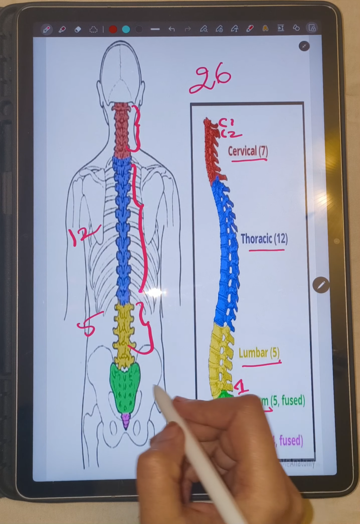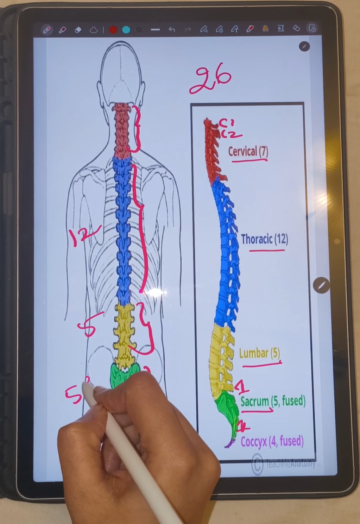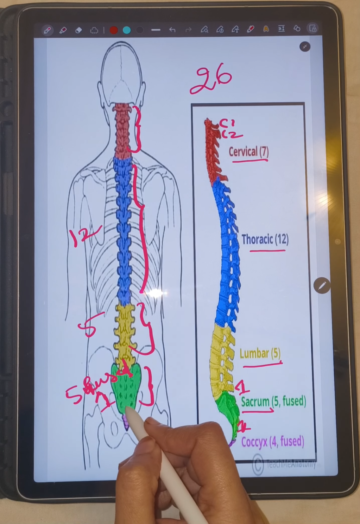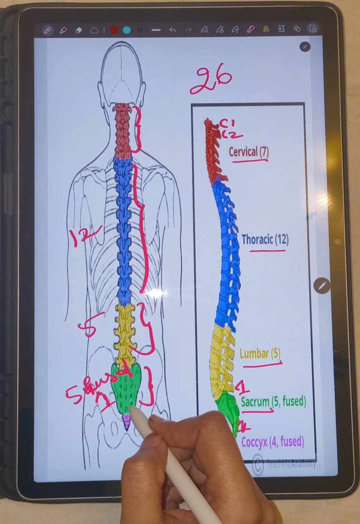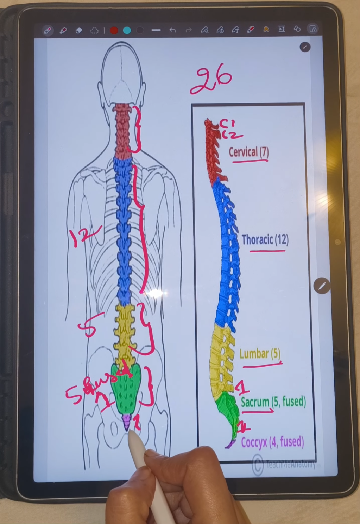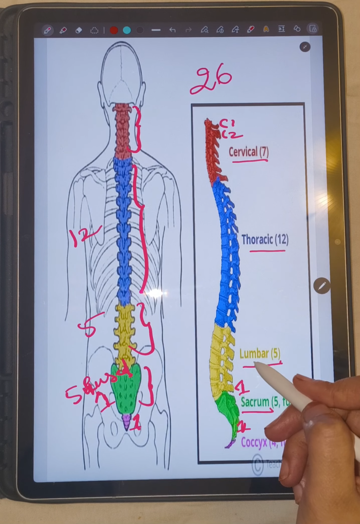Next is the sacrum. These green ones are the sacrum bones. 5 bones are fused and form one bone. This is the sacrum, 5 fused bones forming one bone. It is a triangular bone at the base of the spine that connects the spine to the pelvis. Next is the coccyx. The pink colored one is the coccyx bone. The tailbone provides attachment for ligaments and muscles of the pelvic floor. So this is the vertebral column.